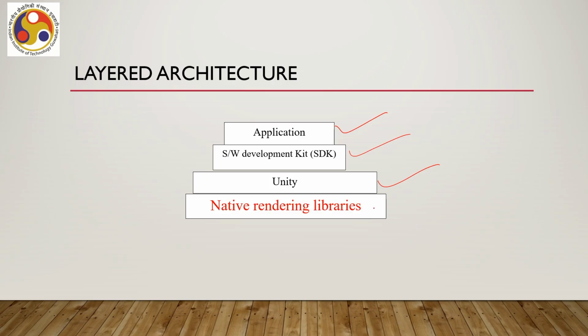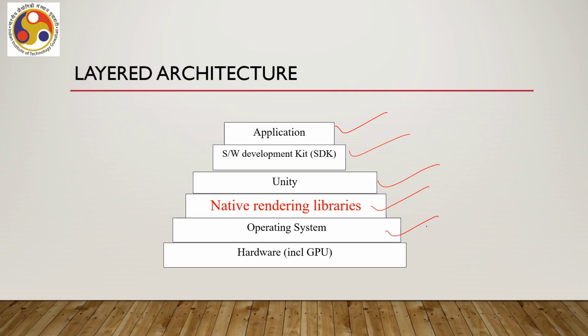Unity takes help of native rendering libraries to implement the graphics pipeline. Below it is the operating system, and below that the hardware, including the GPU. So, in this layered architecture, the native libraries fall below the Unity layer.